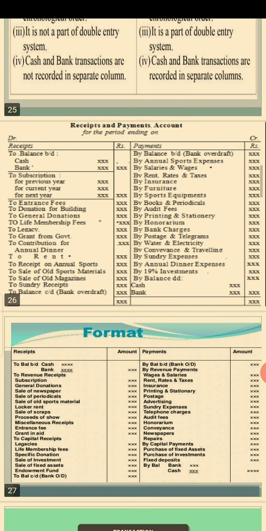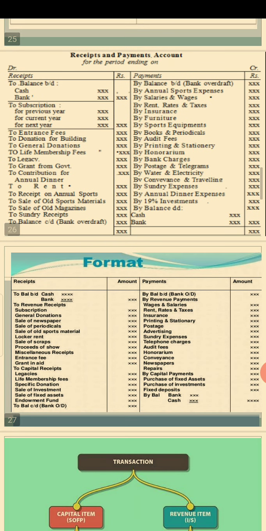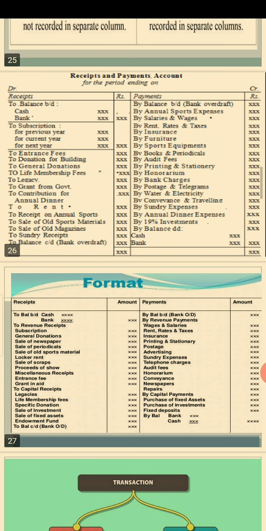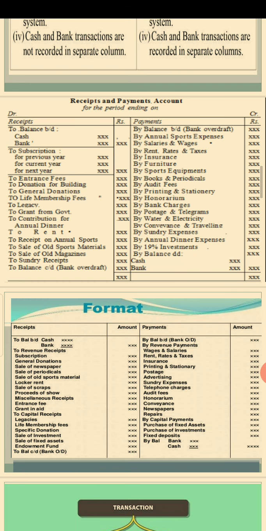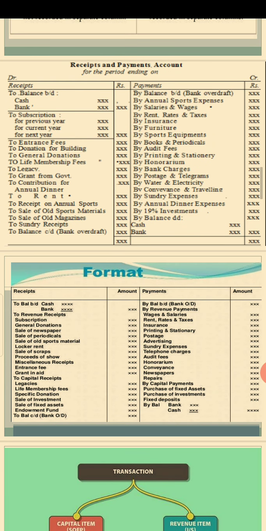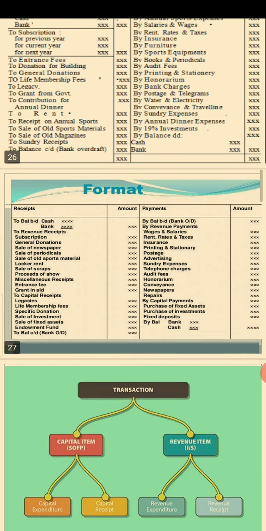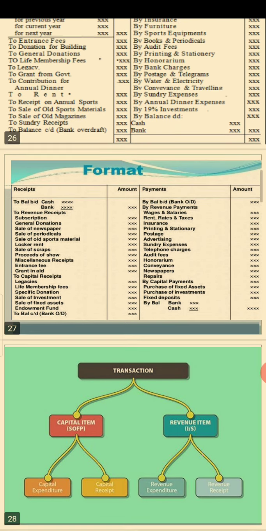Okay. So this is the format of receipt and payment account. See the format of receipt and payment account. There are two sides. Left hand side is known as debit side and right hand side is known as credit side. Okay, this is the format of receipt and payment accounts. Okay.